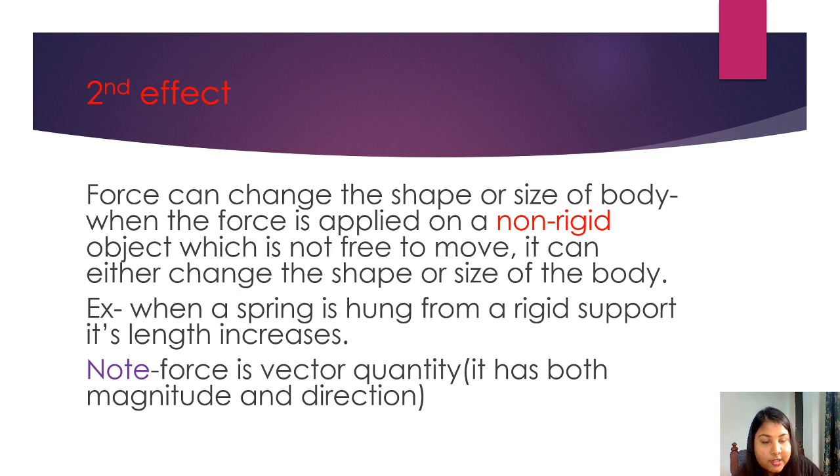If we take a non-rigid object, why is a non-rigid object important? Because for a rigid object it's not going to change the shape or size. For a non-rigid object, if you apply a force, then it's going to change the shape or size of the body. Okay, let's see an example. When a spring is hung from a rigid support, its length increases. If a ball is hanging from a string, eventually you'll see a length increase. There will be some increase in the length of the spring, sorry.